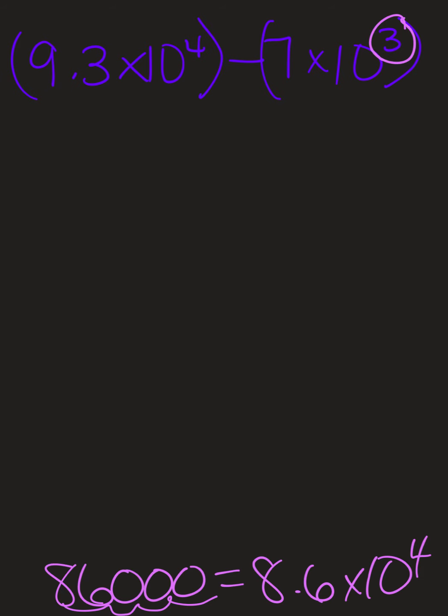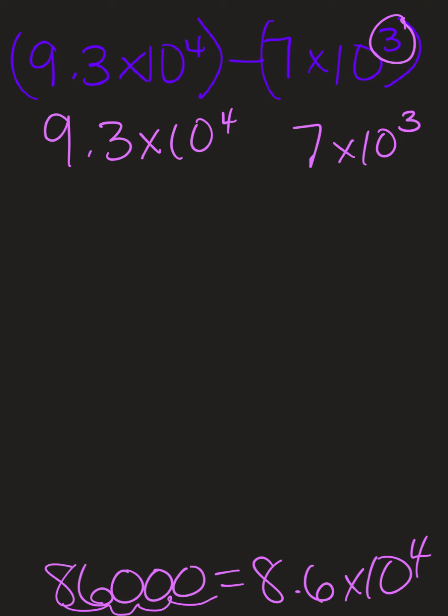Okay? So what I do here is I'm going to rewrite this out so I can have it ready to go. So I have 7 times 10 to the power of 3. In the previous lesson, I mentioned how if we move the decimal in one direction, we move the exponent in the other direction. Well, I know I want to move the exponent up because I want to make this 3 into a 4, right? 10 to the power of 4.